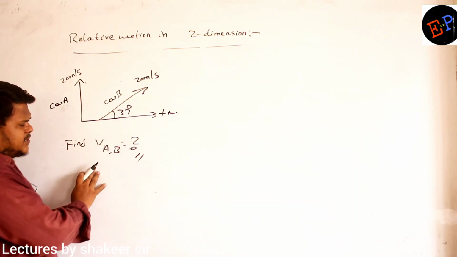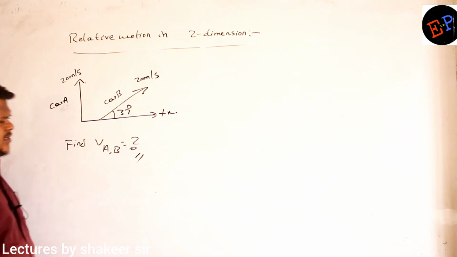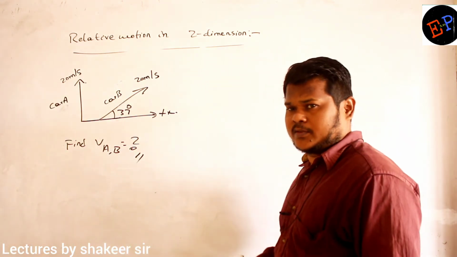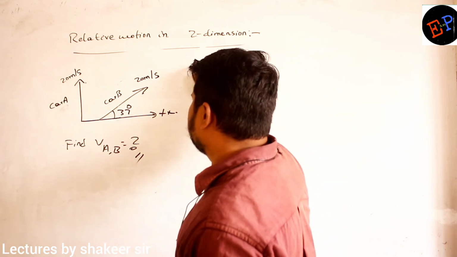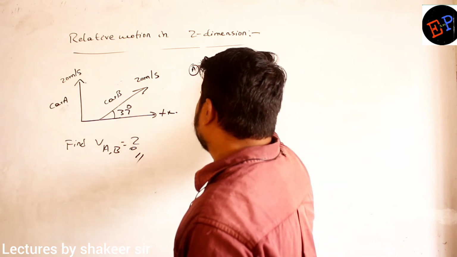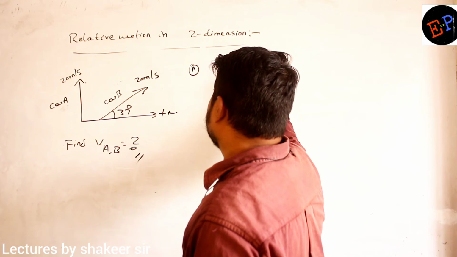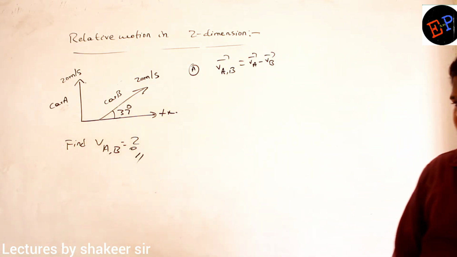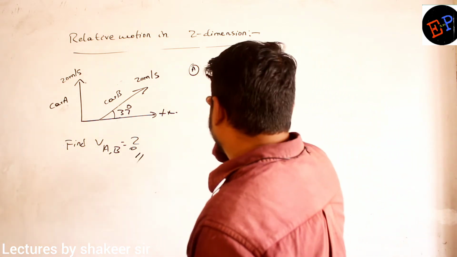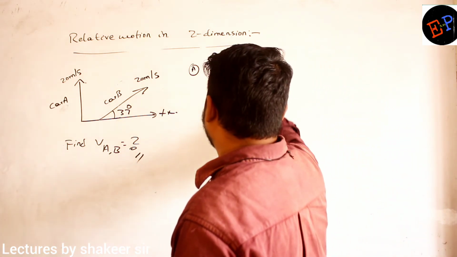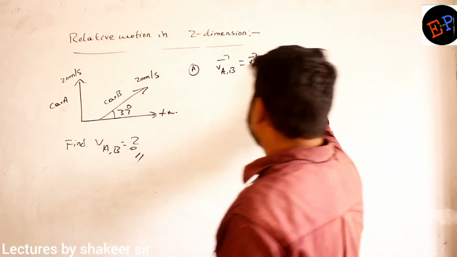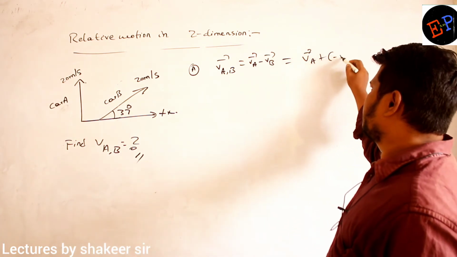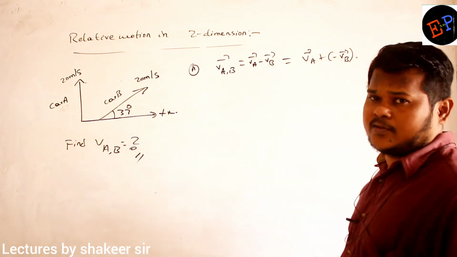So this is the given question. I am supposed to calculate VAB, the relative velocity of A with respect to B. So let us write down in the form of vectors. VAB can be written as VA minus VB. This is how I can write. Let us write in the form of addition first of all. So I will write VA plus of minus VB.